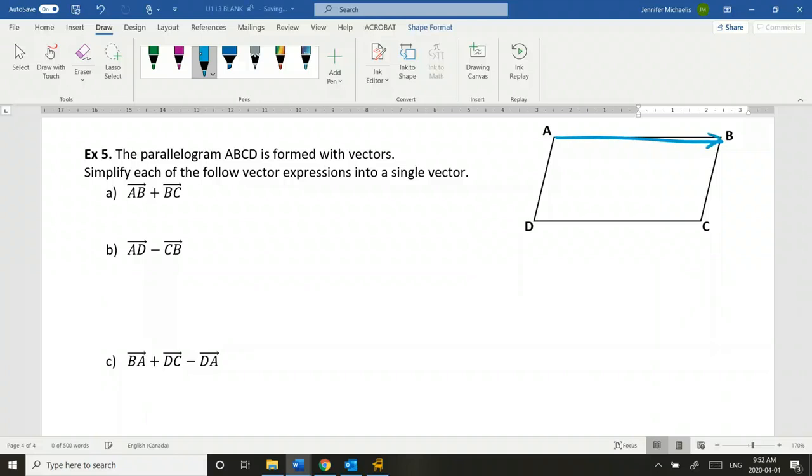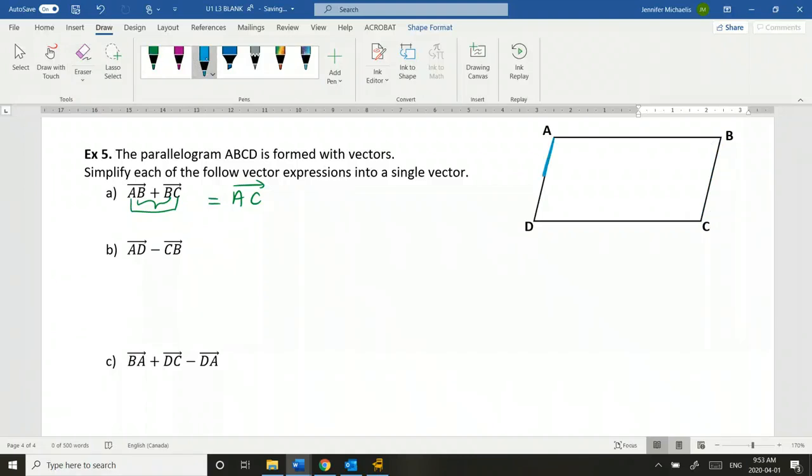So if I have AB plus BC, we know that AB plus BC is actually equal to the vector that connects those two things. And that's actually the vector AC. So you'll notice here that this is equal to vector AC. And you'll see that we have a common tip of the first vector and tail of the second vector. So if I eliminate that and circumvent it, I'll get AC. So we can actually do this without having a picture of this parallelogram, but the picture helps us get a better idea of exactly what's happening.